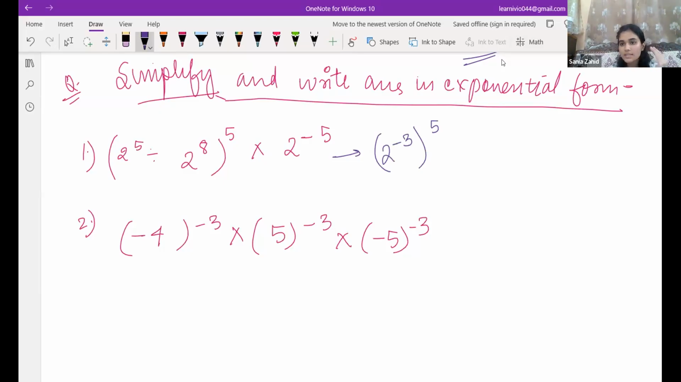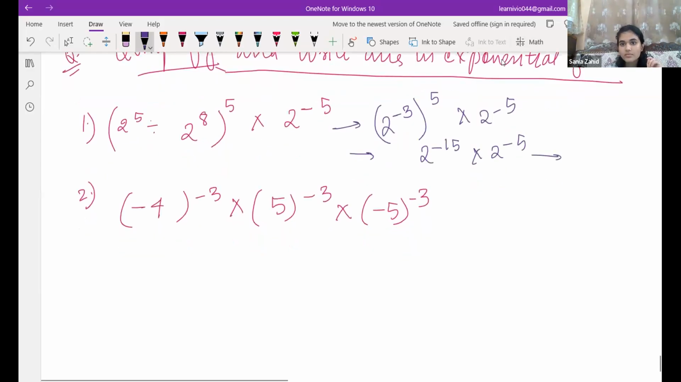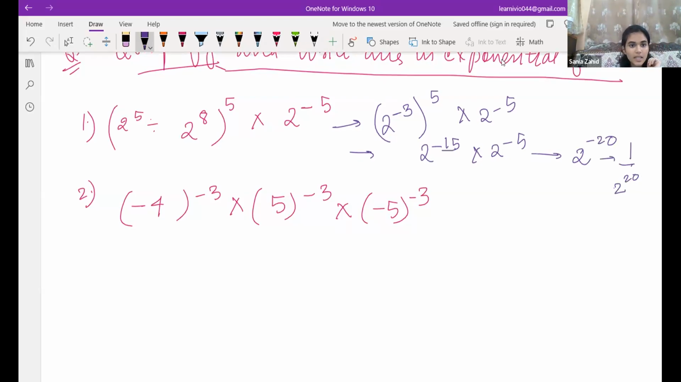Let's do it step by step. First step is this, and into 2 to the power minus 5. Now this becomes 2 to the power minus 15 into 2 to the power minus 5. Now you do the third step. The bases are same, so it's 2 to the power minus 15 plus minus 5. That gives 2 to the power minus 20, which is equal to 1 by 2 to the power 20. Very good, Yaduha. Correct answer. Nice.